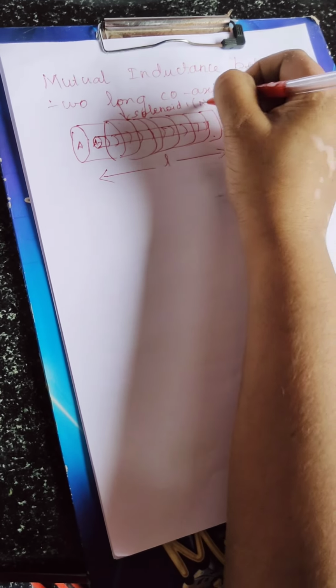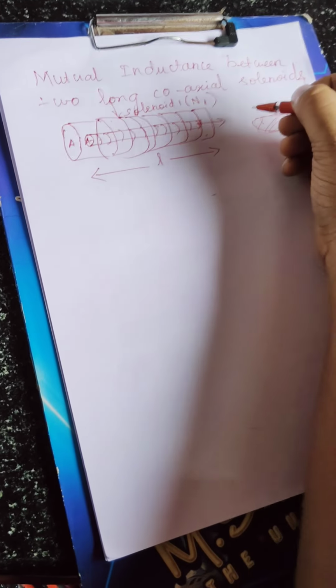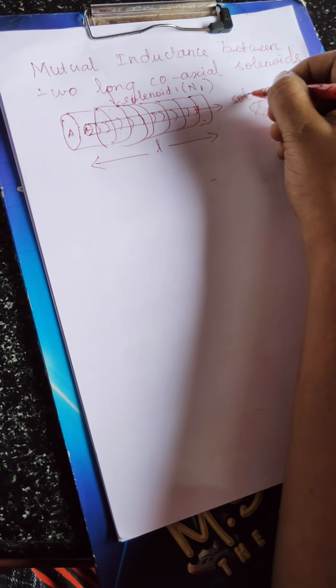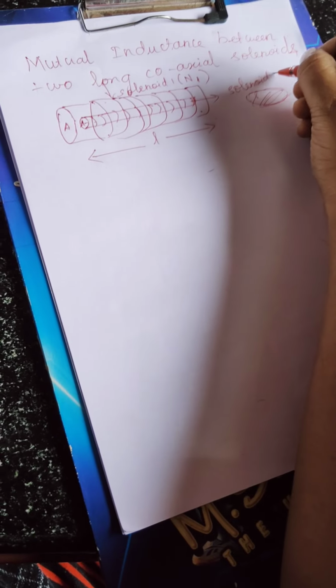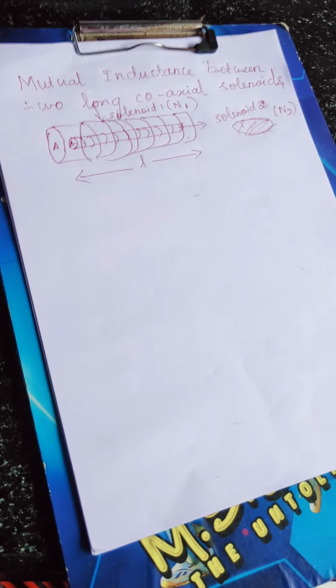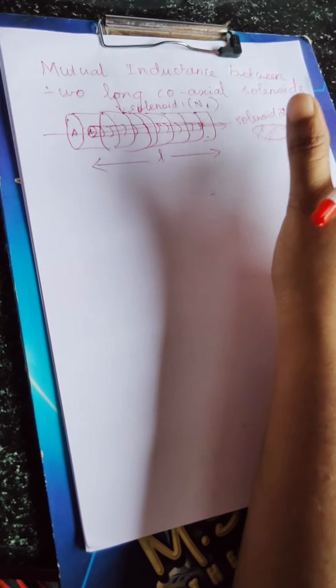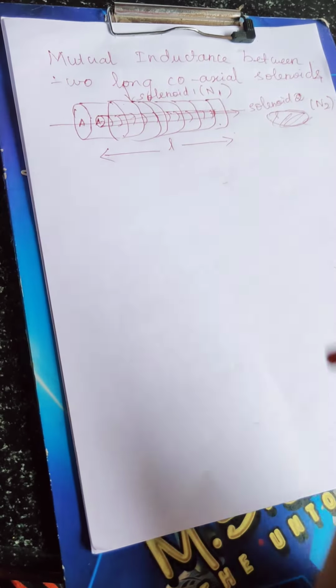I am denoting it with N1 turns. And I am taking the smaller solenoid as 2 and denoting it with N2. This is the common axis for the two solenoids.